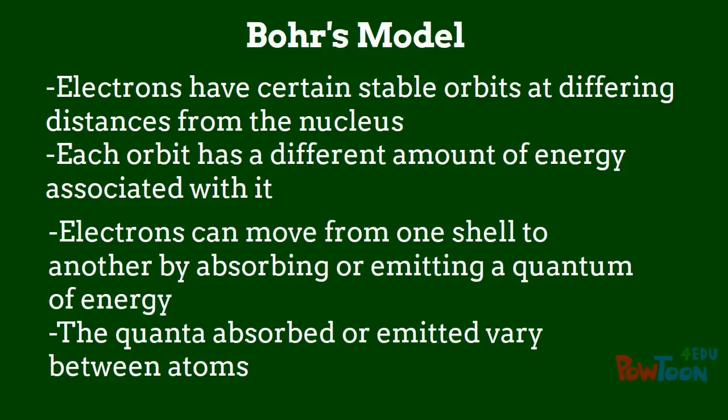The electrons can move from one shell to another by absorbing energy or emitting energy. The amount of energy absorbed or emitted, a quantum, plural quanta, determines how far an electron can jump. Atoms will only absorb or emit the amounts of energy associated with their possible quanta.